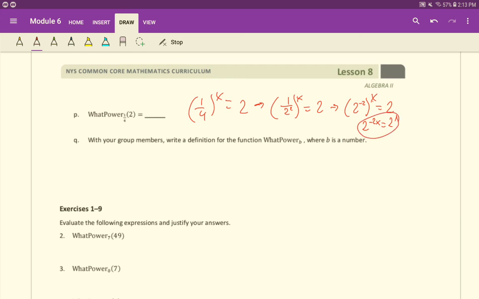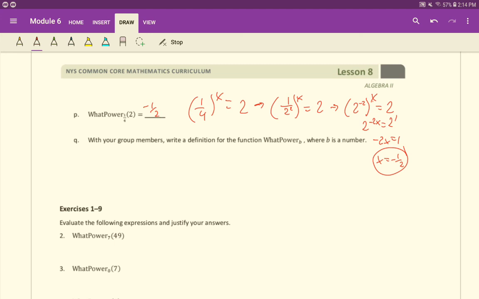Now, since we have this equation and both sides are base 2, with negative 2x and 1 as the powers, we can just set negative 2x equal to 1. If the bases are the same and they're supposed to be equal, then the powers have to be equal as well. And so we get x equals negative 1 over 2 when we divide. That one's a bit trickier.